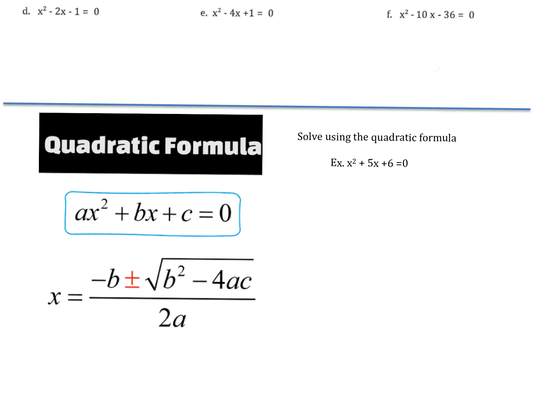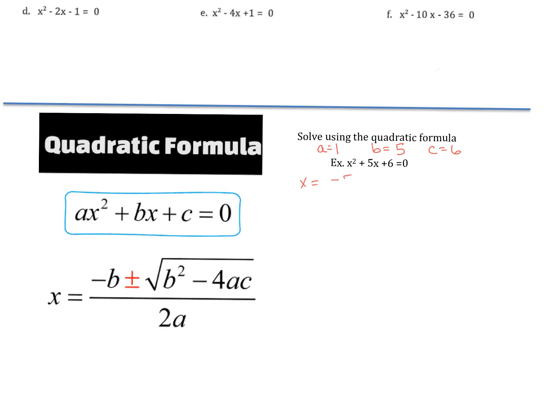So in the quadratic formula, I needed to identify my A, my B, and my C. In this problem, my A is in front of my x squared, so it's a 1. My B is in front of my x term, so it's a 5. And my C is my constant term, or 6. So let's plug this into my quadratic formula.